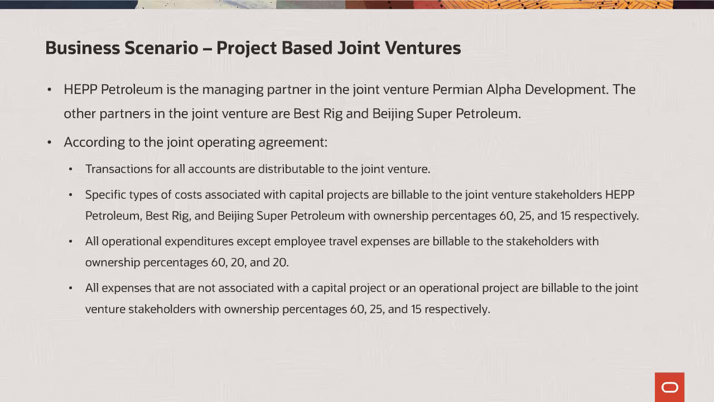Specific types of costs associated with specific capital projects are billable to the joint venture stakeholders HEPP Petroleum, Best Rig, and Beijing Super Petroleum, with ownership percentages 60, 25, and 15 respectively. All operational expenditures except employee travel expenses are billable to the stakeholders with ownership percentages 60, 20, and 20. All expenses that are not associated with a capital project or an operational project are billable to the joint venture stakeholders with ownership percentages 60, 25, and 15 respectively.